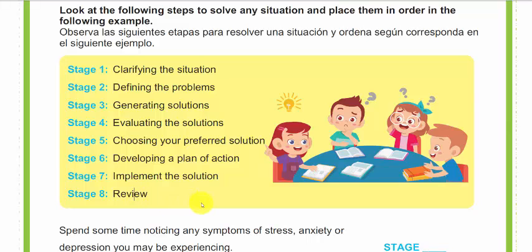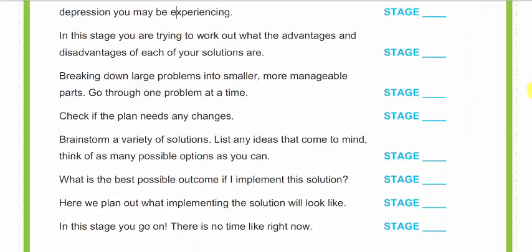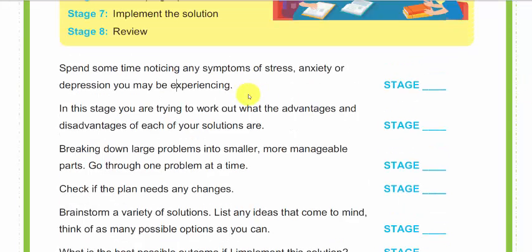Okay, now they say: spend some time noticing any symptoms of stress, anxiety, or depression you might be experiencing. One more time. Spend some time noticing any symptoms of stress, anxiety, or depression you might be experiencing means in Spanish.